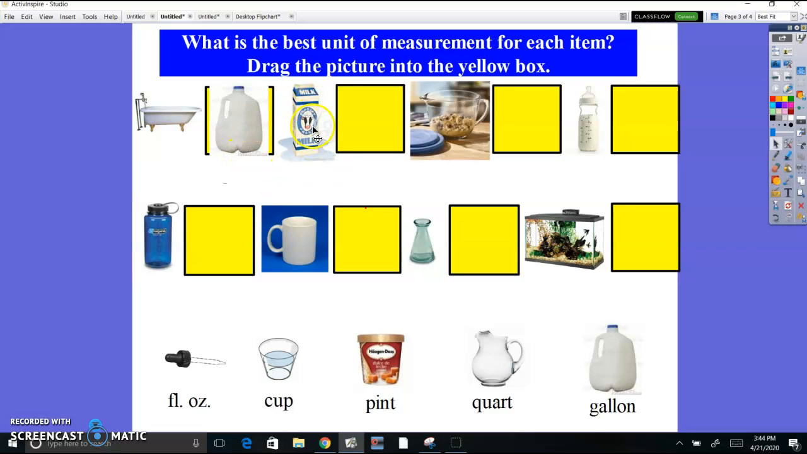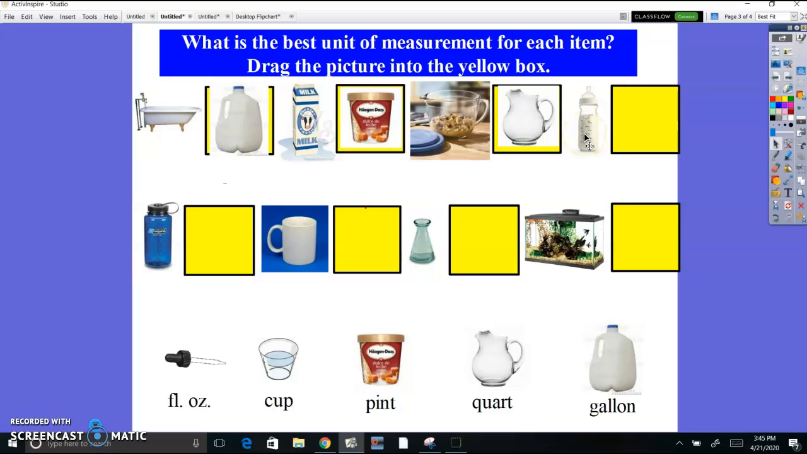How about a bigger carton of milk? I think this is bigger than the one you usually get from the cafeteria. So would it be fluid ounce, cup, pint, quart, or gallon? I think you are right. The answer should be pint, because this is bigger than a cup. How about a big measuring cup? This looks bigger than the one you usually use in the kitchen. This is about a quart.